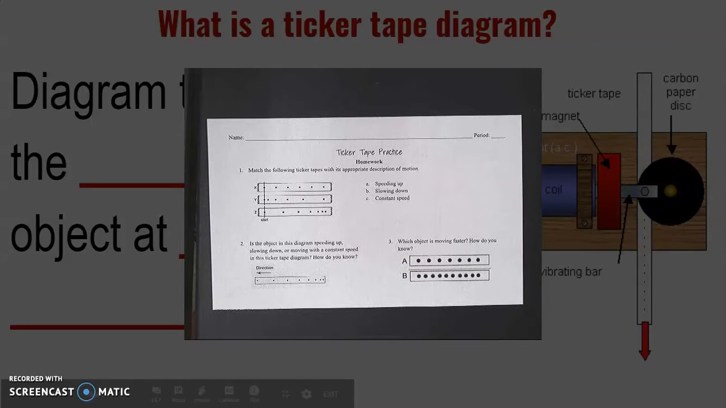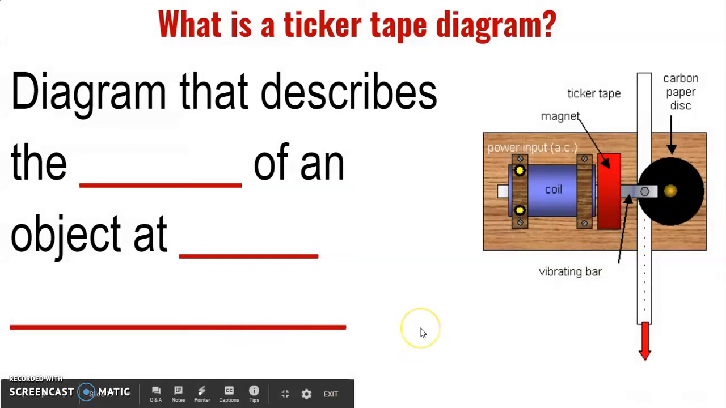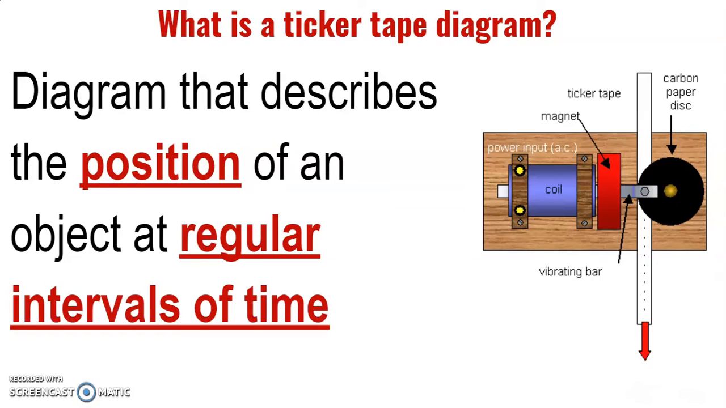All right, so before we get into this homework, let's just review what ticker tape diagrams are, just so we have a background of information. So what is a ticker tape diagram? It's a diagram that describes the position of an object at regular intervals of time.